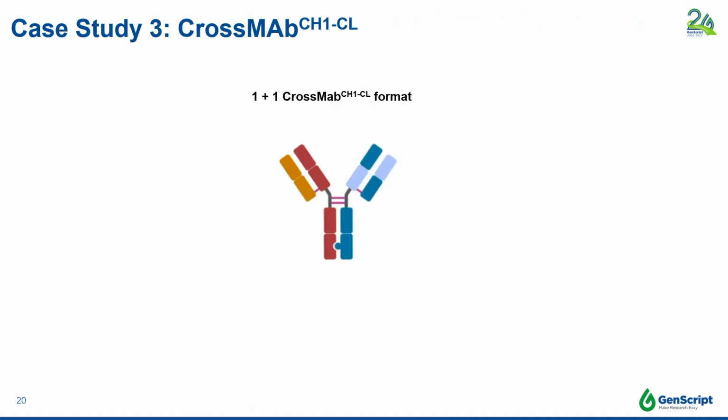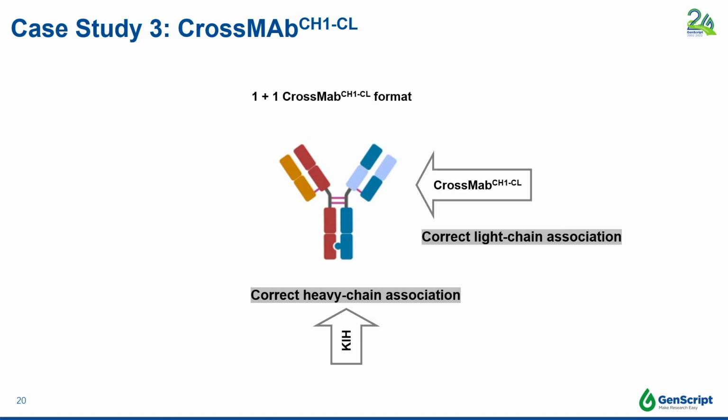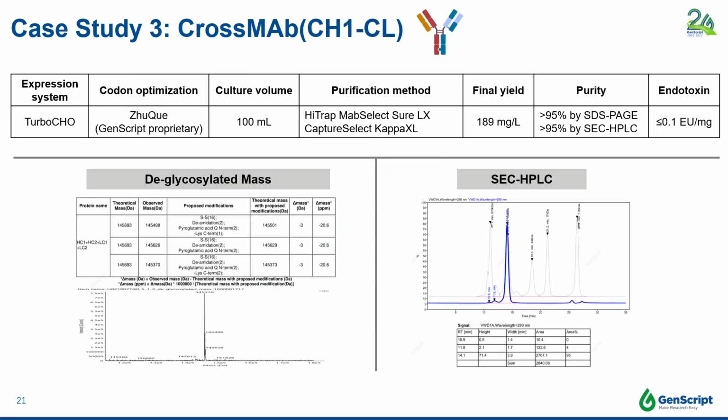The third case study is another CrossMab. This has a CH1-CL format with a knob-in-hole, and the CH1-CL crossover ensured the correct light chain association. This molecule is a much tighter expression, so we only used a 100 mL culture using our codon optimization tool.